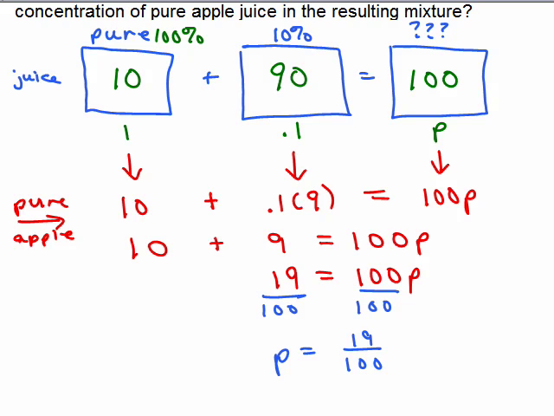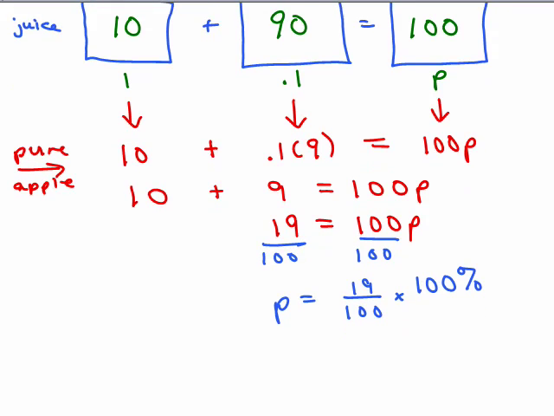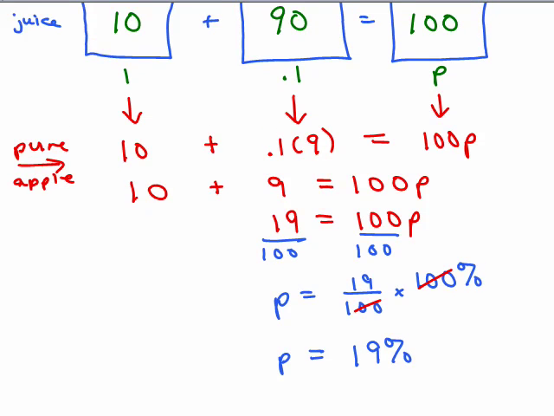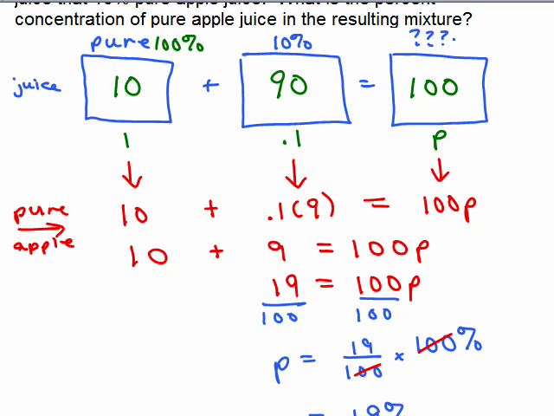19 hundredths, though, means 19%, and if you didn't know that, you could say, well, to change any number to a percent, you multiply by 100%. This is sort of pre-algebra material, that part. Having to change a fraction to a percent, you just multiply by 100%. And then what happens is the hundreds cancel out, and P is 19%. So that's what we're looking for. What's the percent in the resulting mixture? It should be 19%.